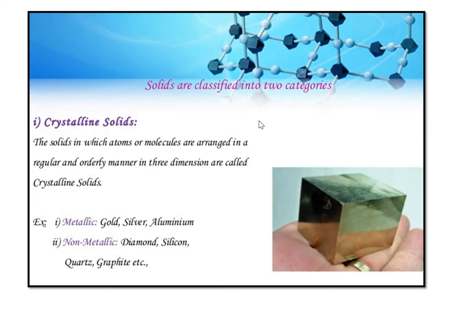Now, what is the classification of solids? Solids are classified into two categories. First is crystalline solids, second is amorphous solids. Crystalline solids are solids in which atoms or molecules are arranged in a regular and orderly manner in three dimensions. For example, among metals, gold, silver and aluminium are very good examples of crystalline solids. And among non-metals, diamond, silicon, quartz and graphite are very good examples of crystalline solids.